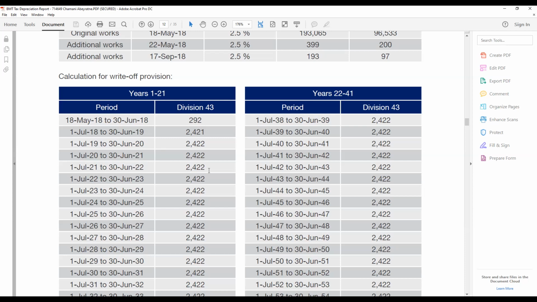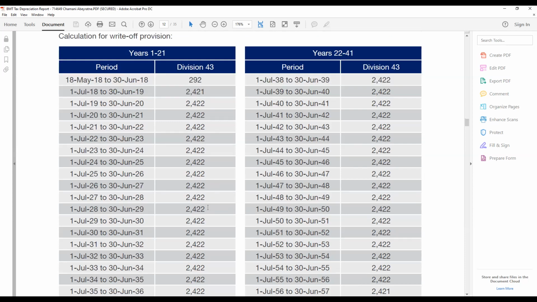So now this report will be with the client. There's no need to get it every year. Once you get it, you can use it all the time. So for example, if you are doing the tax return for 2019-20 or 2020-21, how much are you going to deduct for your capital work deduction?